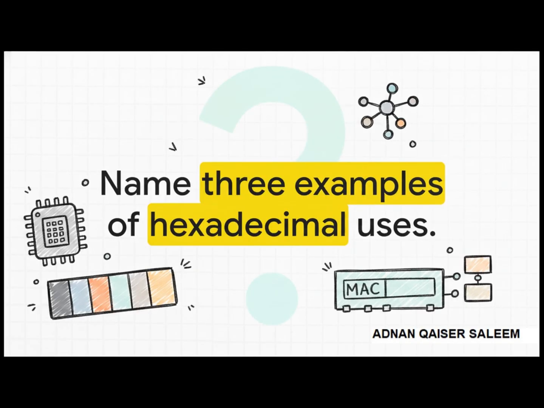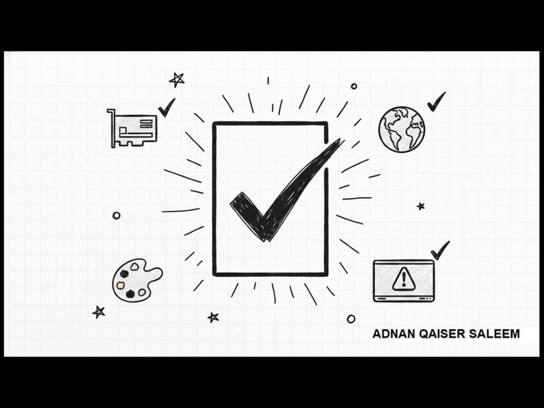Question 2. Name 3 examples of the use of hexadecimal numbers in computing. I just gave you 4 of them a moment ago. Can you recall at least 3? Shout them out. Let's see how you did. You could have said MAC addresses, error codes, HTML color codes, or IPv6 addresses. If you write down any 3 of those on test day, you just secured full marks for that syllabus objective.